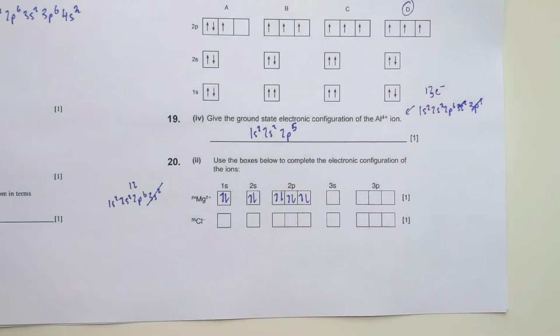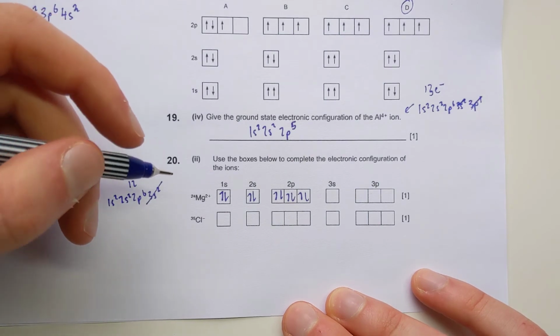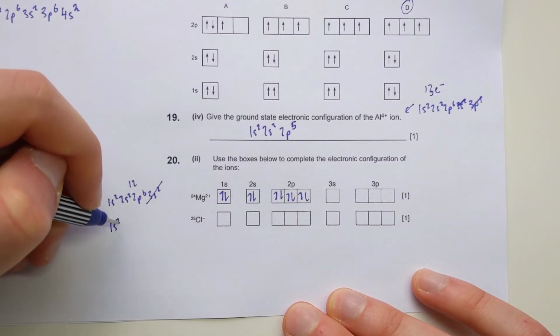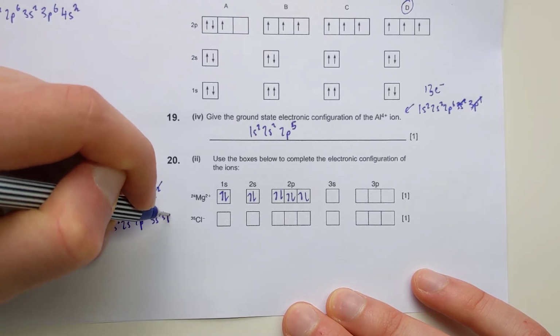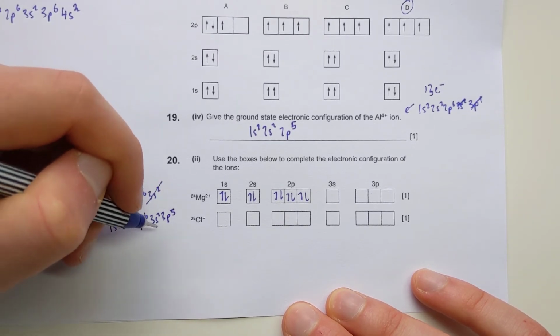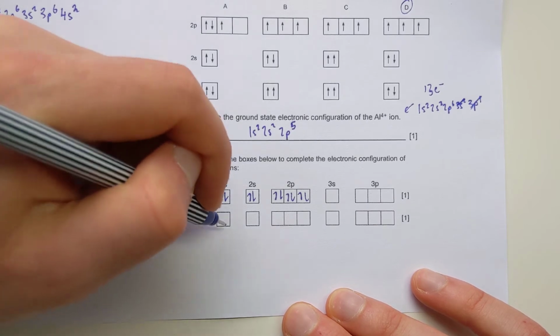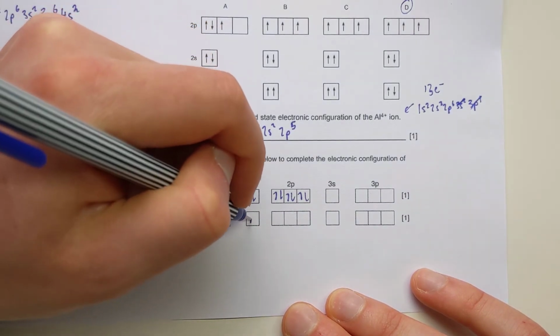So nothing in the 3s because it is the 2 plus ion. Chlorine, we've got the opposite case. So chlorine by itself would normally be 1s2, 2s2, 2p6, 3s2, 3p5, and that's 17 electrons. If it's got one more, it's going to go up to 3p6. So we're going to fill up all the way up to 3p6 here.